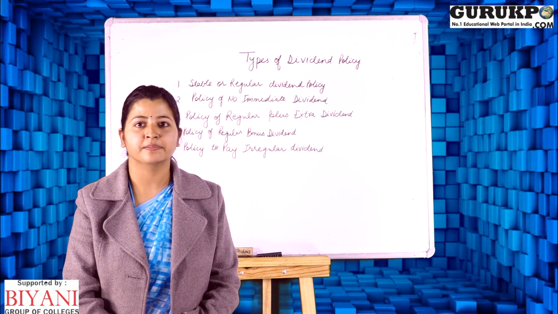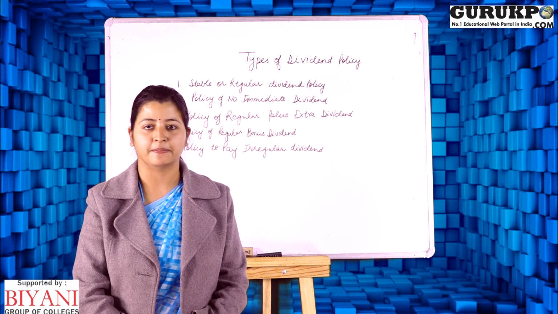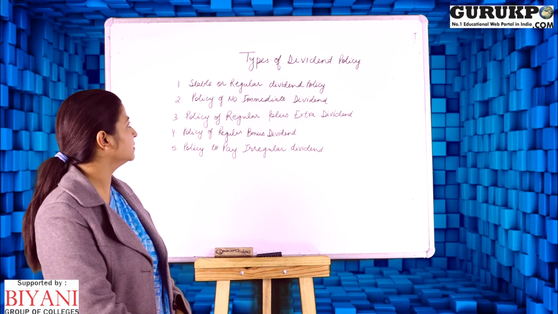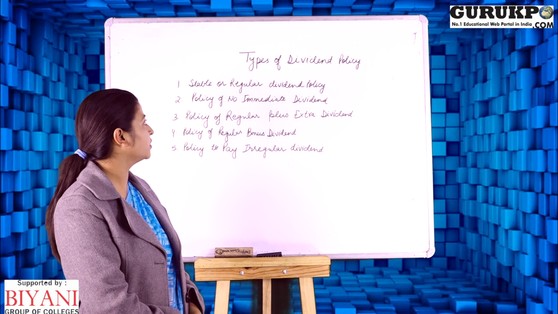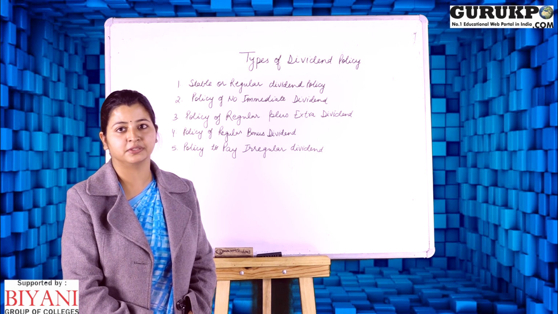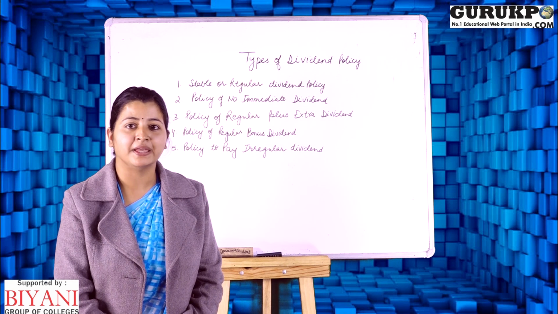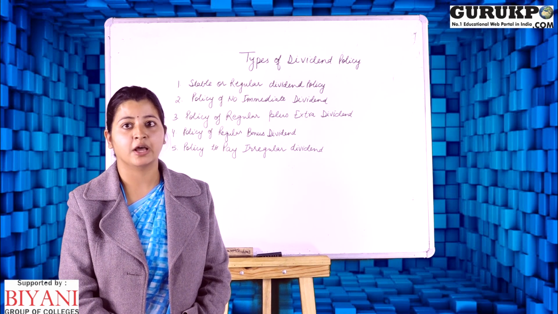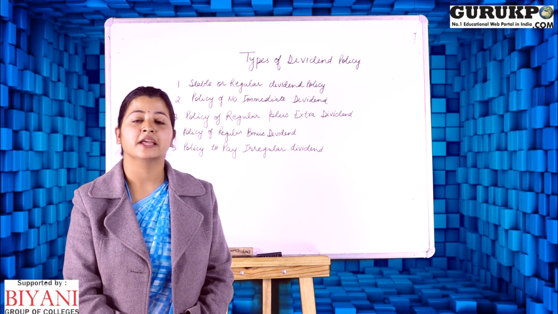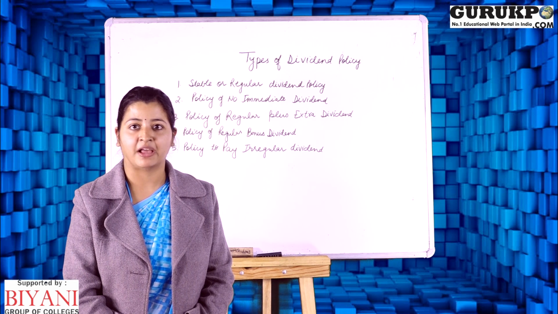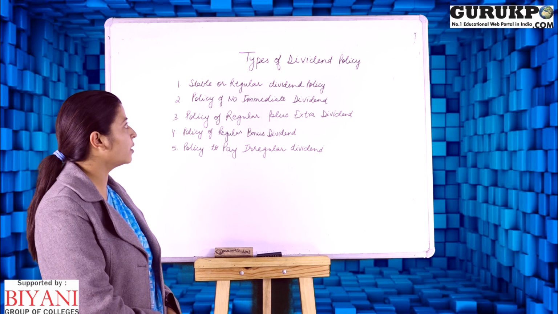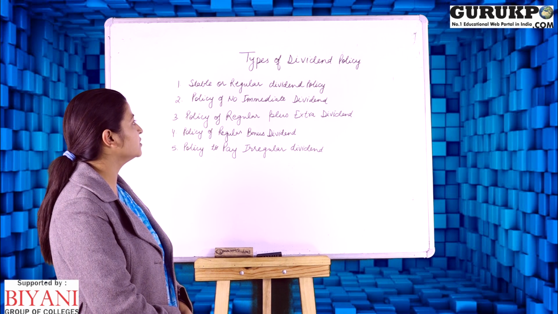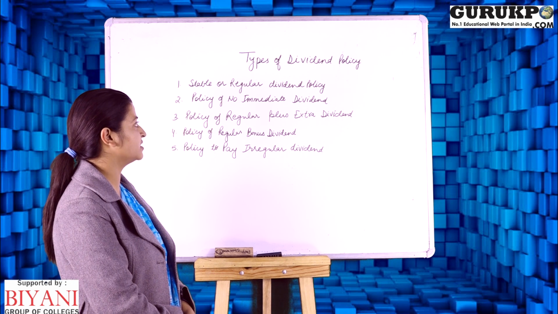Now, let us discuss the types of dividend policy. The first type is the stable or regular dividend policy. Under the regular or stable dividend policy, a company pays regular and stable dividend irrespective of the fluctuations in the earnings.